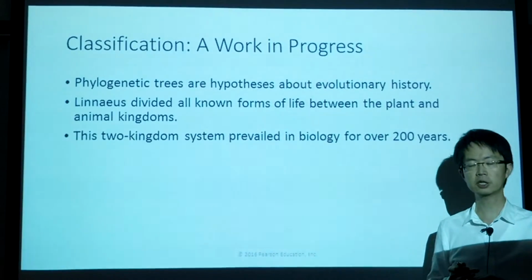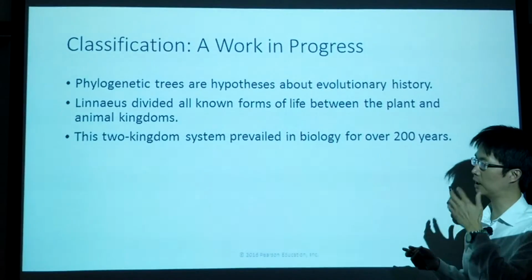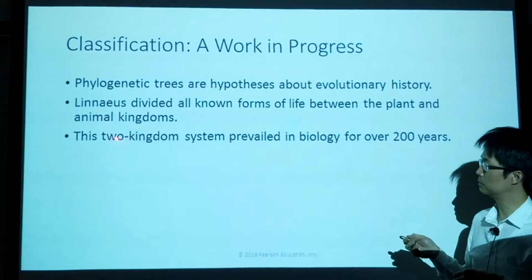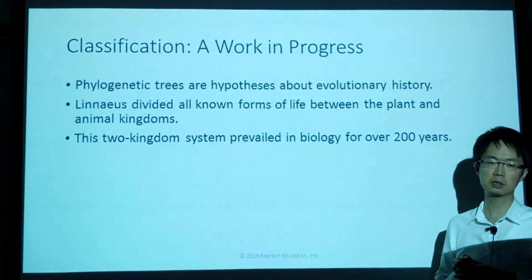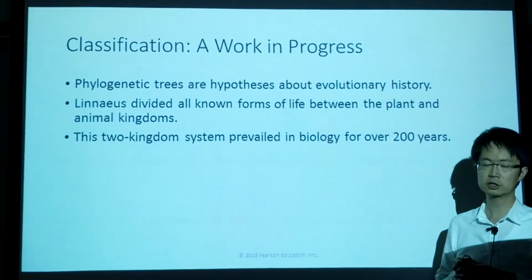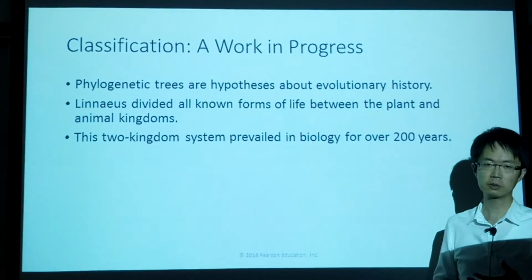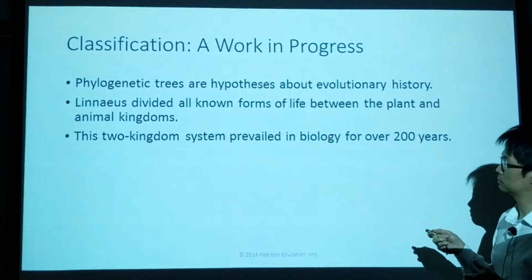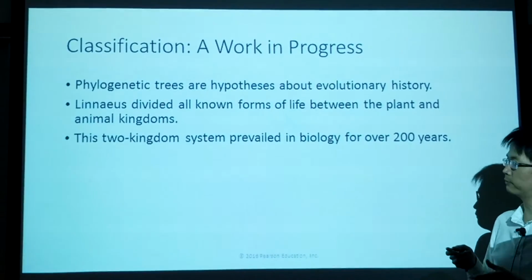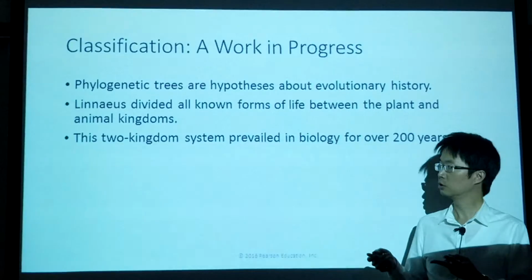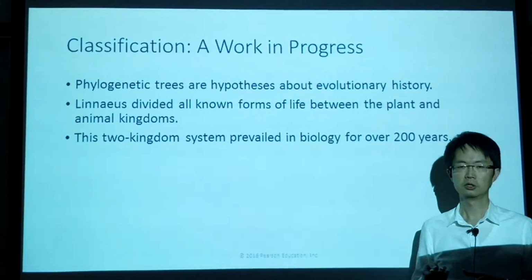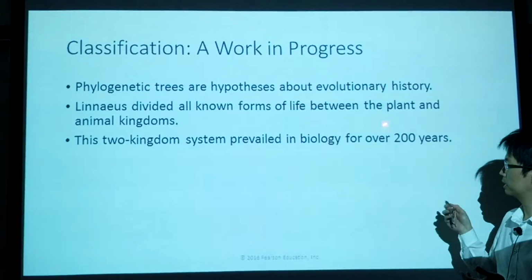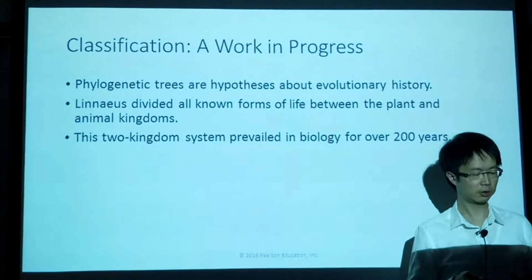So the classification of animals, we are still working on it. The phylogenetic tree is just a hypothesis. Linnaeus, remember we talked about the Linnaean system. He is the one who developed the binomial naming system based on Latin words. He divided all life forms into two kingdoms, animals and plants. So you are either animal or plant. It's very simple, but we have been using his system for 200 years.